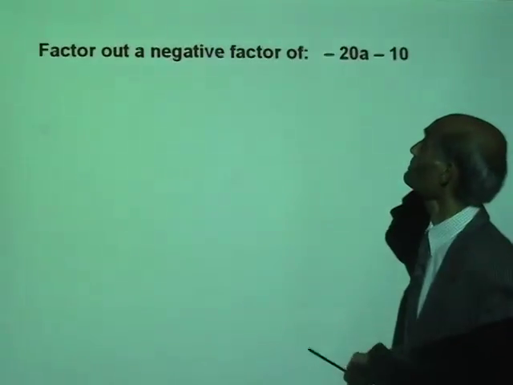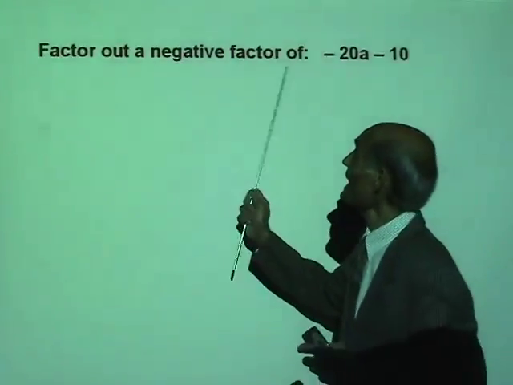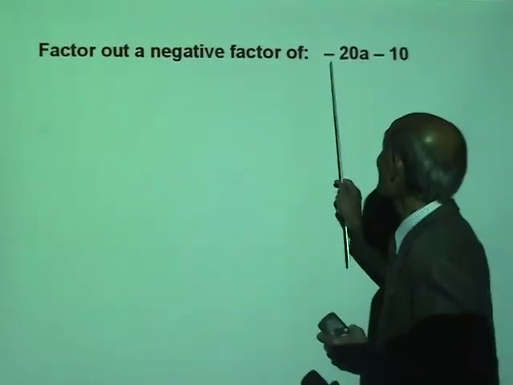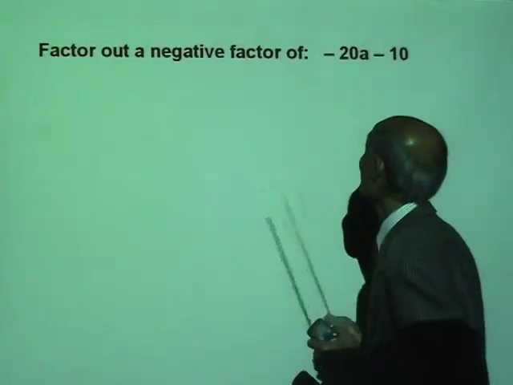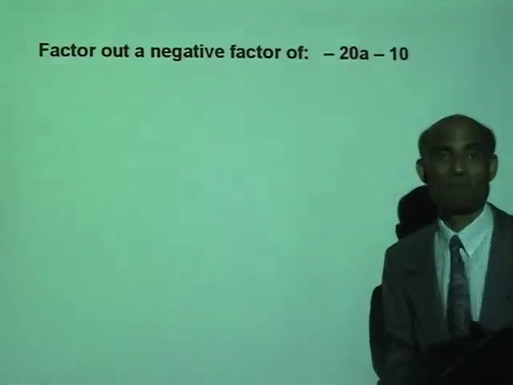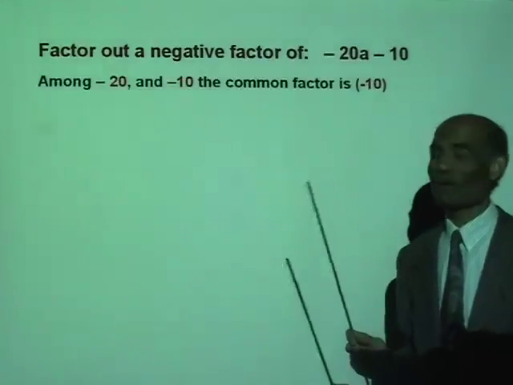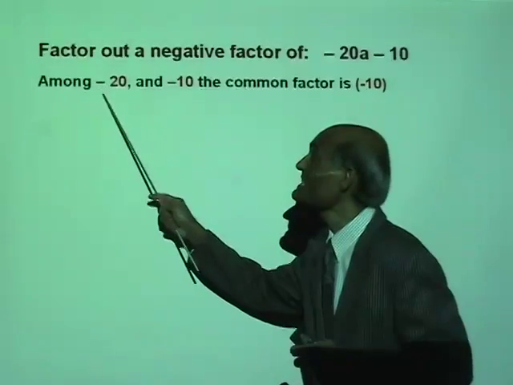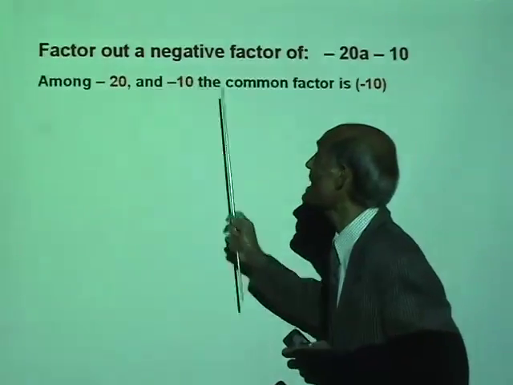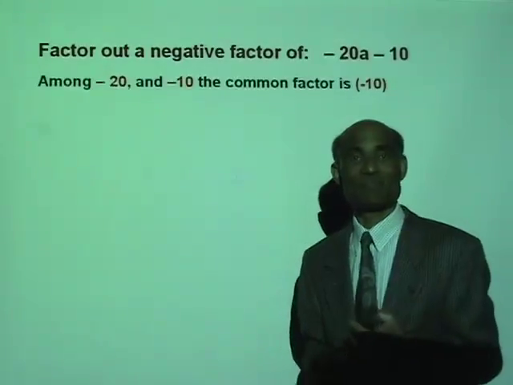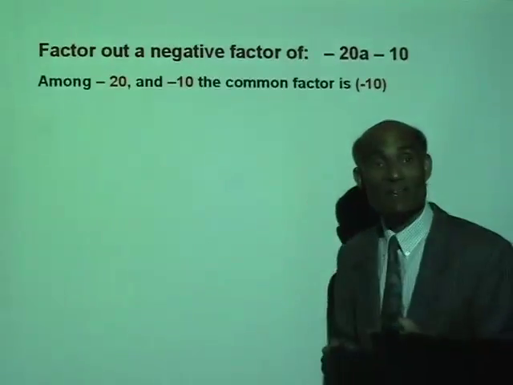Okay, let's move on. Factor out a negative factor of negative 20a minus 10. You've got to factor out a negative factor. Alright? Can you tell me among negative 20 and negative 10, what is the common factor? The common factor is negative 10.